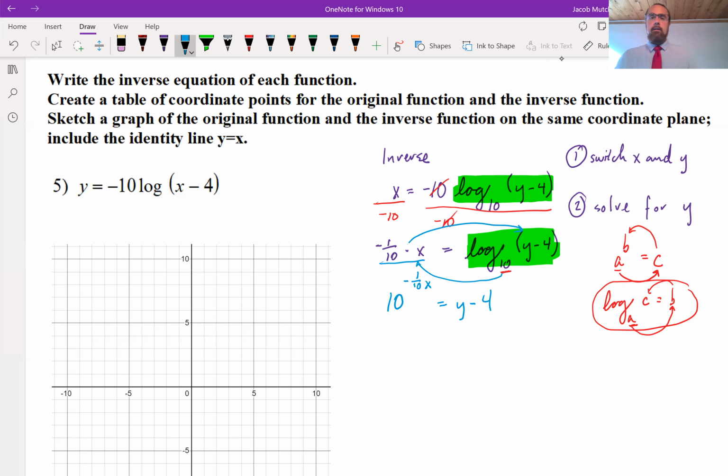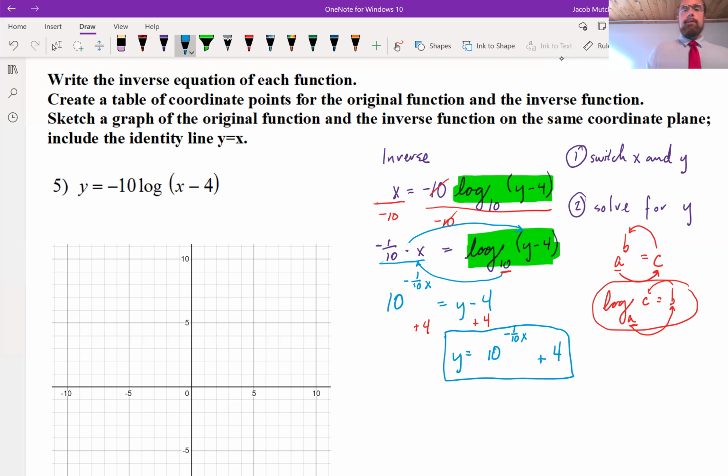Notice that that conversion put me from a logarithmic equation over into an exponential equation. And I'm ready to finalize this to get my solution for y. All I've got to do is cancel the -4 by adding 4 to both sides. And here's my inverse equation: y equals 10 to the power of -1/10 x plus 4. And I'll go ahead and box that. So we've written the equation.